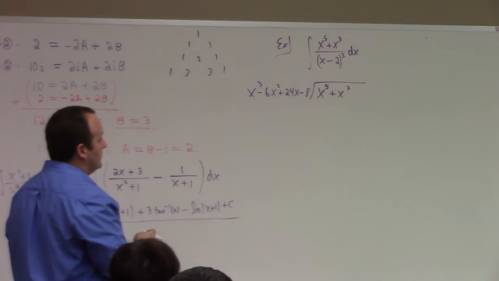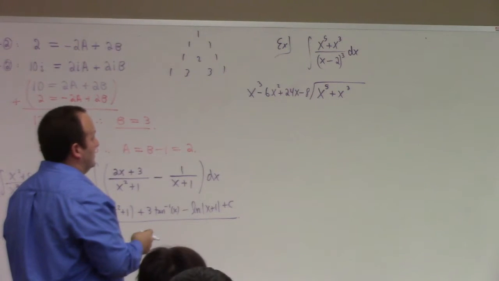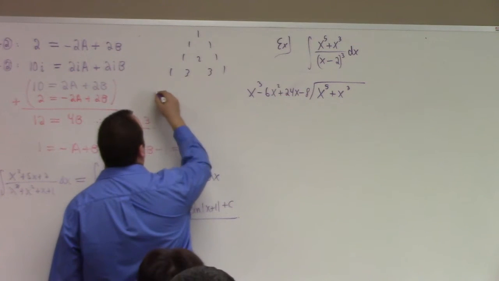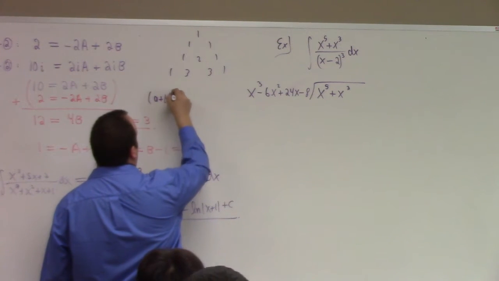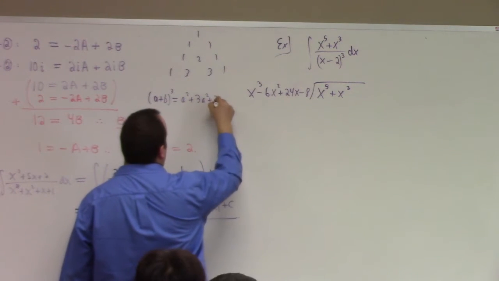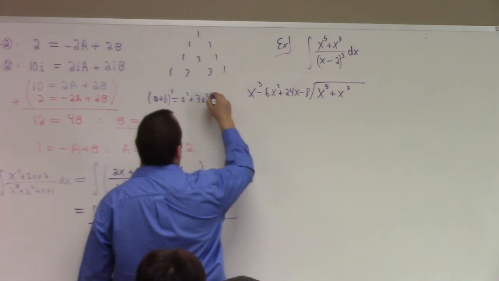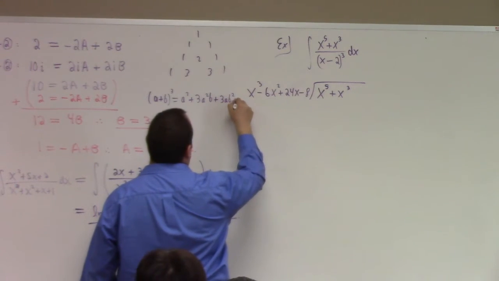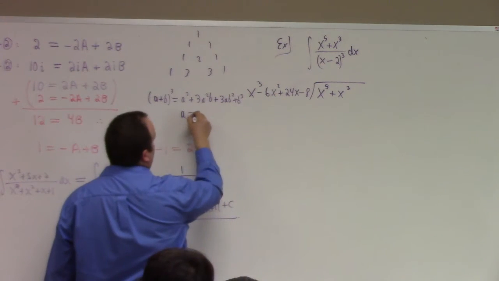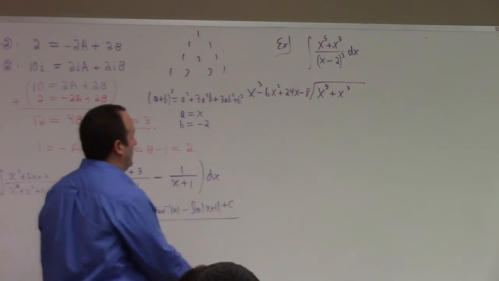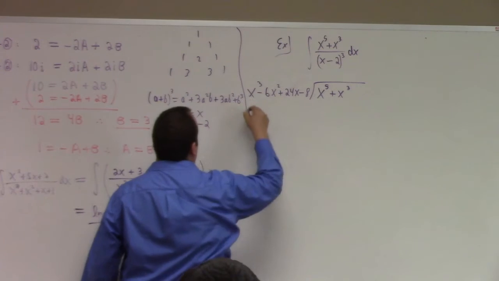What'd I do? Wait, where'd the 8 come from? Because if you have (a plus b) cubed, you get a cubed plus 3a squared b plus 3ab squared plus b cubed. So I'm taking a equals x and b equals minus 2. A little bit of algebra.